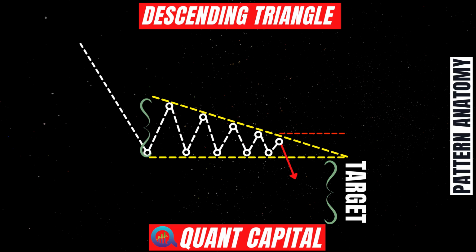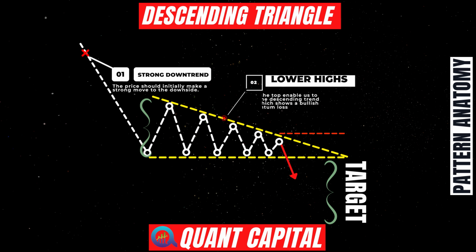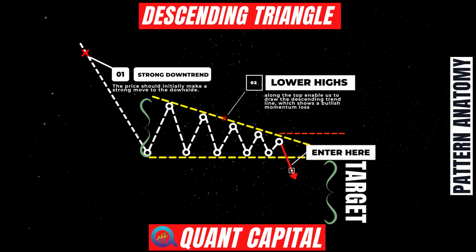The descending triangle has the opposite criteria compared to its bullish version. Firstly, the price should be in a downtrend. The price then approaches the support level and makes the same lows along the bottom. At the same time, it creates lower highs along the top, which means that sellers are entering the market. So, we should enter the trade once the price breaks below support.